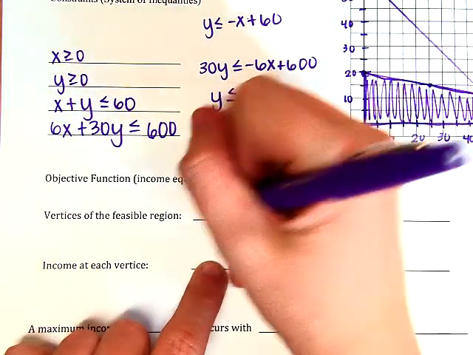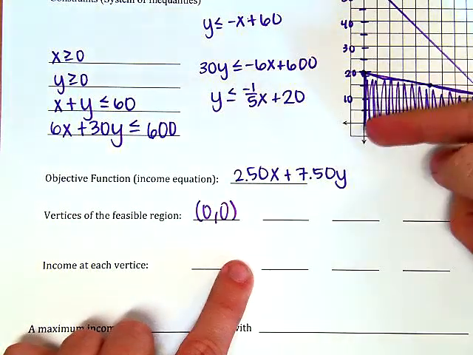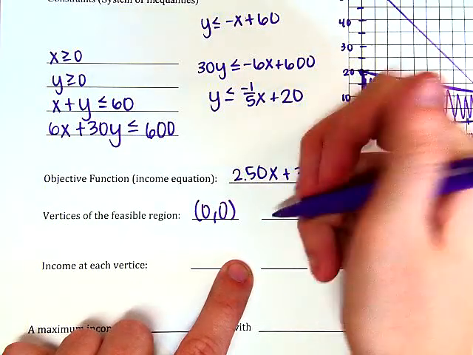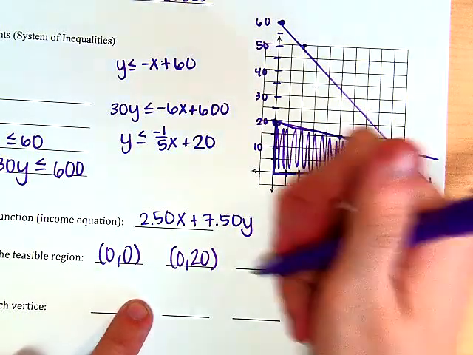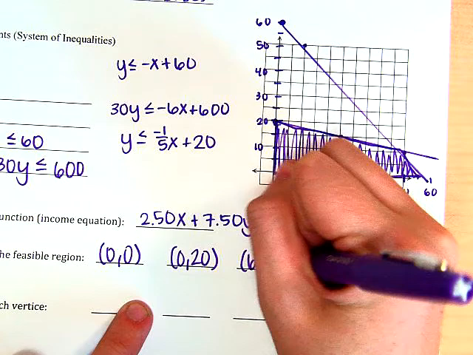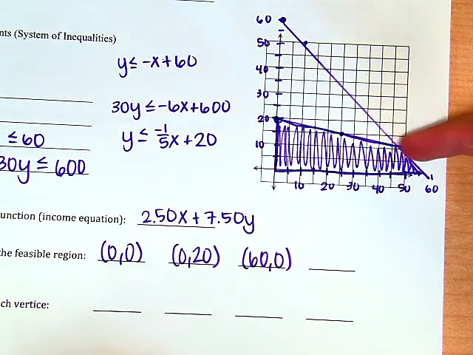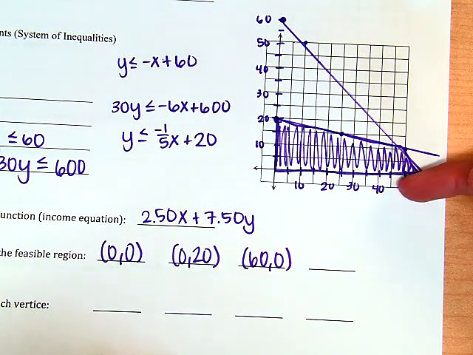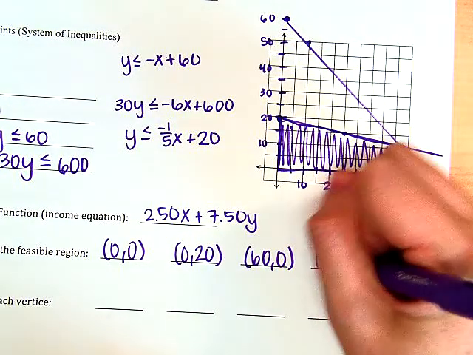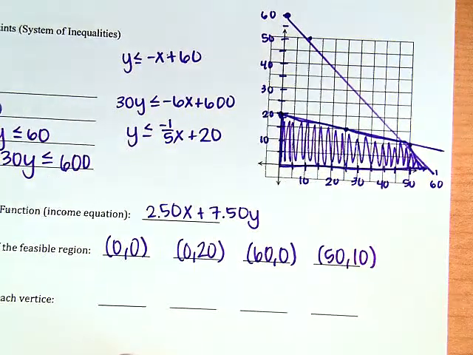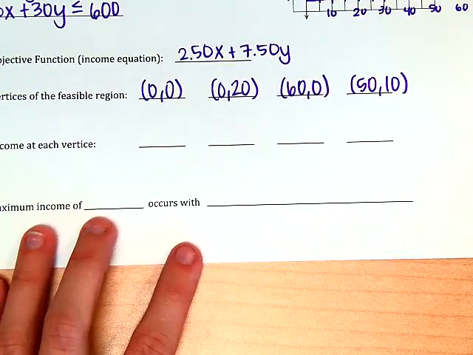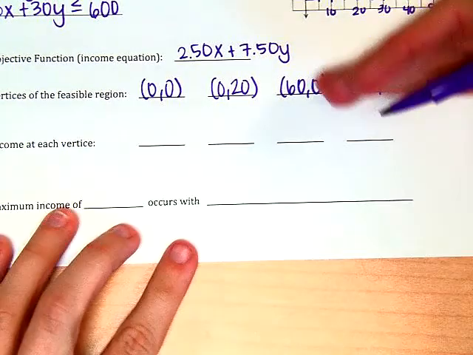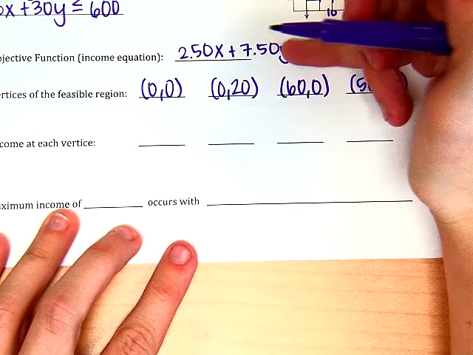So the first one's easy, 0, 0. Second one, 0, 20. Third one, all the way over here at 60, so 60, 0. And the fourth one is where they meet, and if you look close enough, they meet at 50, 10. You can also figure that out with substitution or elimination. So now I'm looking at just these, and this gives me a maximum revenue.